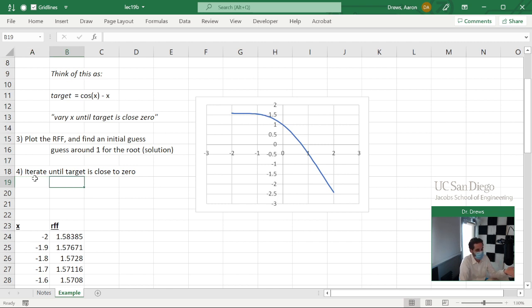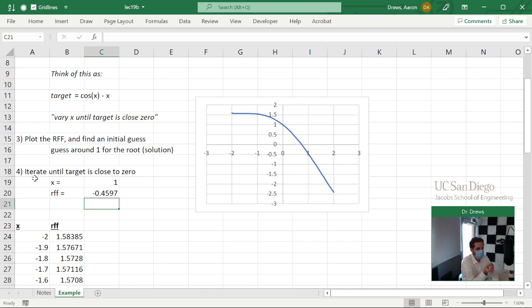We're going to pretend to be the iteration algorithm right now so that you can see, at least in concept, that it is just this simple. It only really requires 2 things. It requires a guess, and it requires a value of the root finding function. So we guess x is close to 1, and we calculate the root finding function for that guess of x, so cosine of x minus x.